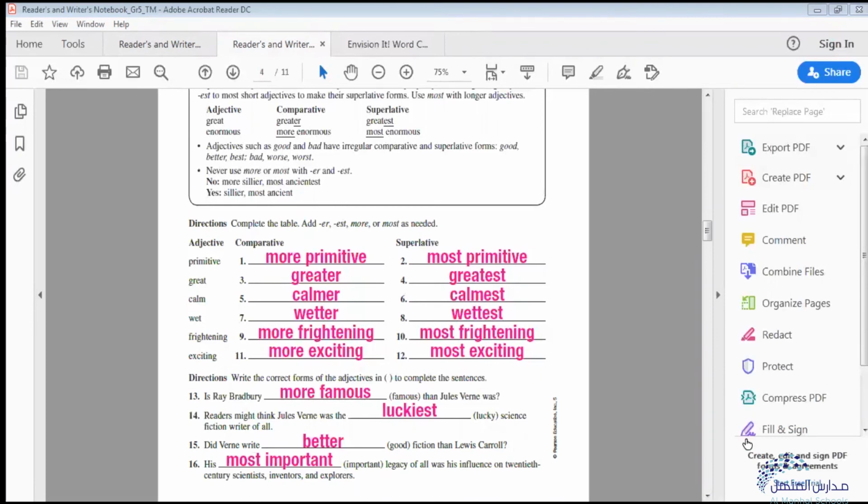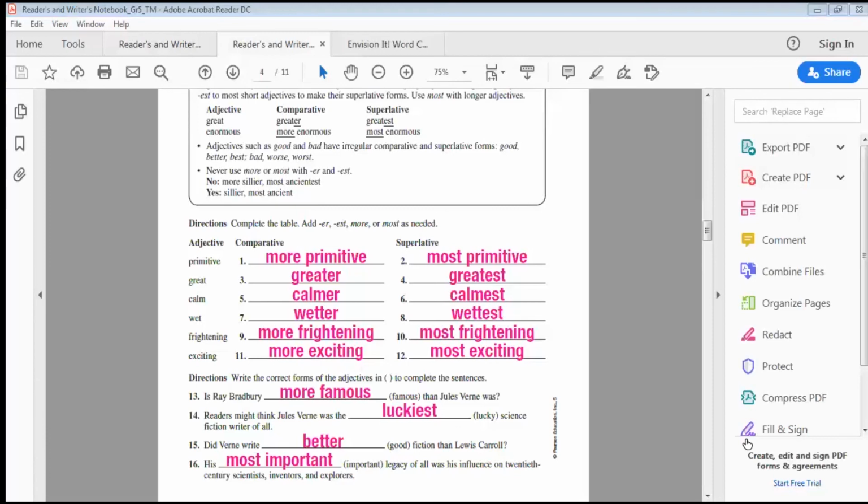Right? So for number 13, the instruction is that you write the correct form of the adjectives in the brackets to complete the sentences. Is Ray Bradbury dash? The adjective in bracket is famous. When you compare two, you add more because famous is a long adjective. So you say more famous.